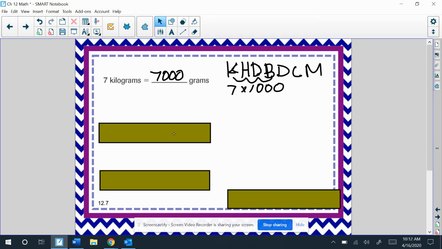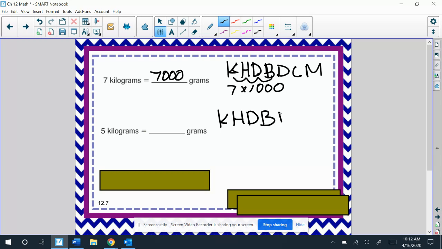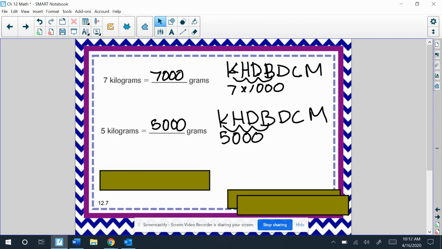Here's the next one. Go ahead and give it a try. Let's see how you did. I get my saying out. King Henry died by drinking chocolate milk. I go from 5 kilograms to grams, which is my base. Well, 1, 2, 3. 5,000 is my answer. Not bad. Here's the next one.